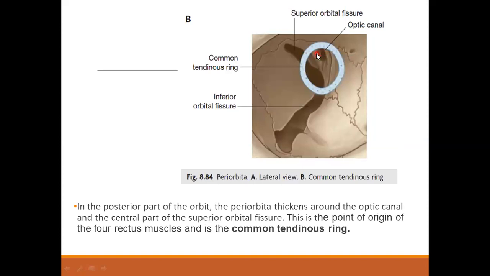Okay, this is the optic canal, and lateral to it is the superior orbital fissure. This is the common tendinous ring, and this is the inferior orbital fissure. Now, in the posterior part of the orbit, the periorbita thickens around the optic canal and the central part of the superior orbital fissure. This is the point of origin of the four recti muscles, the common tendinous ring.